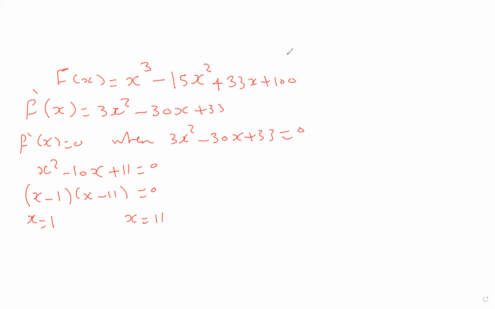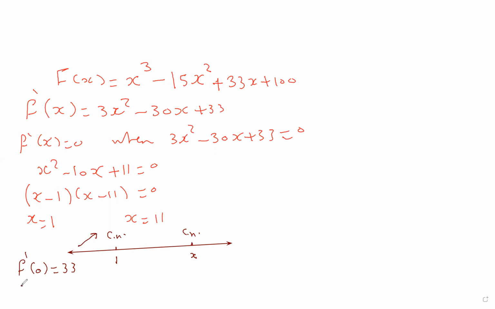Okay? If you draw the number line to discuss this, or make the table as you like, you will find x equals 1 is a critical number, and x equals 11 is a critical number. Find f dash of any point before and after 1. f dash of 0 will be 33.